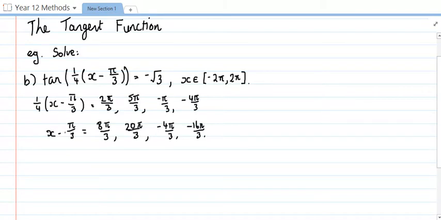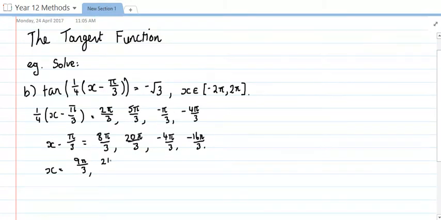So then it's just a matter of adding pi on 3 to both sides of the equation. So x is equal to 9 pi on 3. X is going to be equal to 21 pi on 3. These are actually quite nice solutions. X is equal to negative 3 pi on 3. And x is also equal to negative 15 pi on 3.